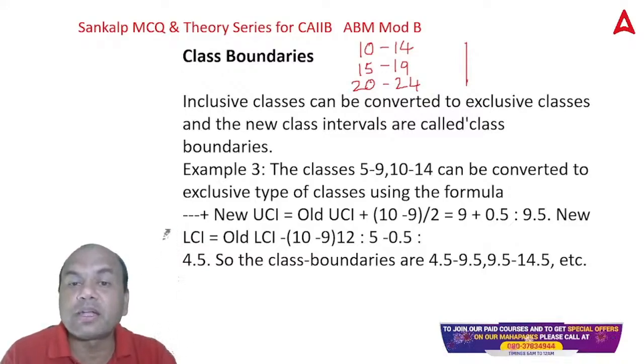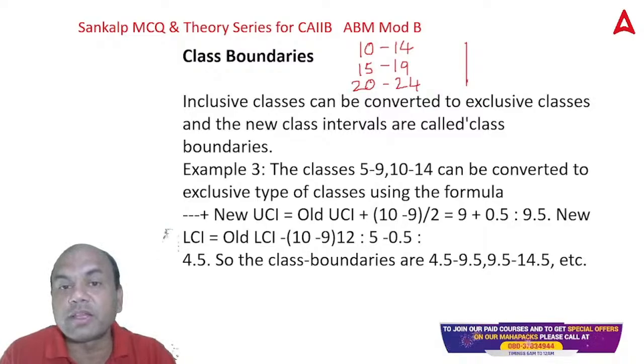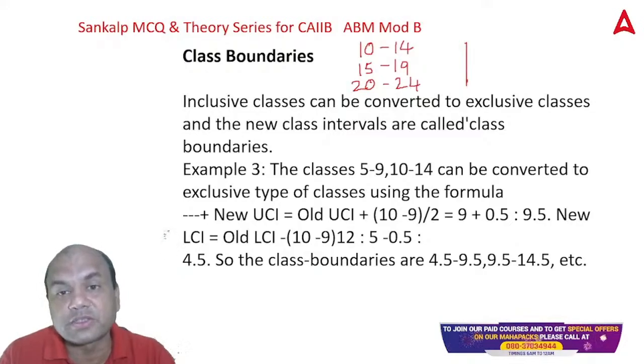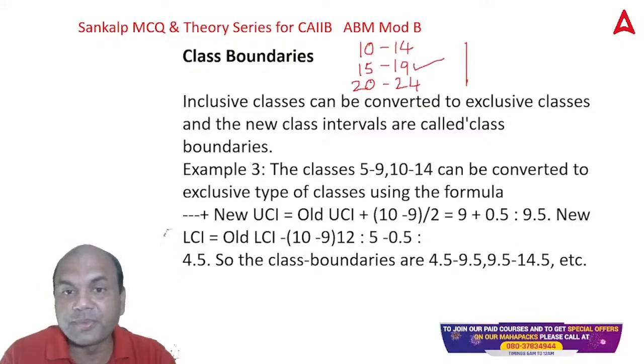Suppose if I get 10, where will I place this 10 over here? In this group. Suppose if I get 14, where will I place this? In this group. Suppose if I get 17, I'll place it in this group. I get 19, I'll place it in the second group. I get 24, I'll place it in this third group.